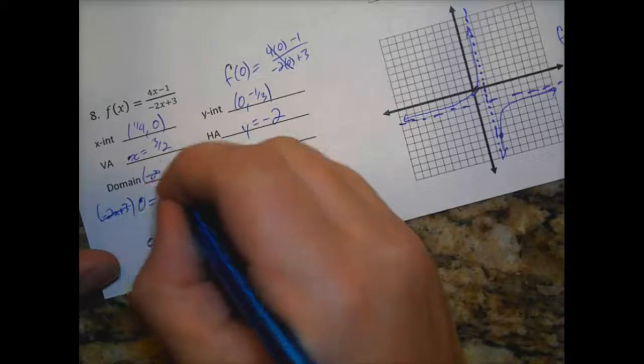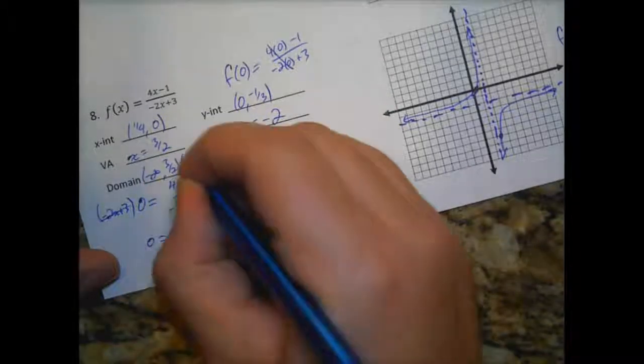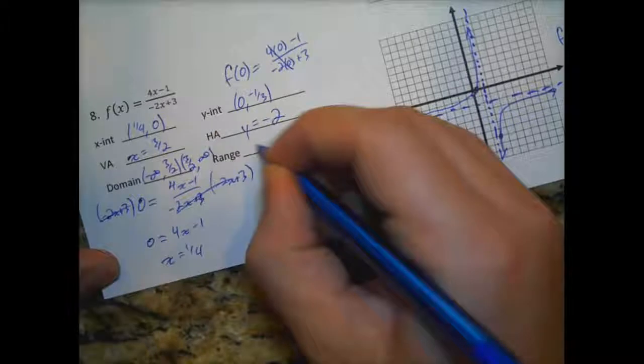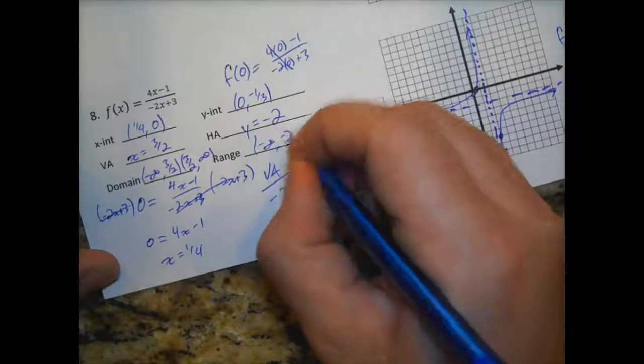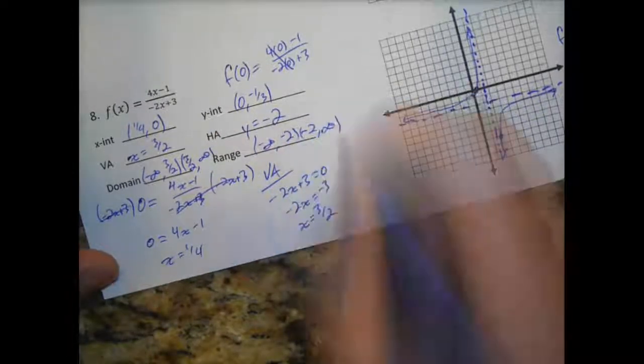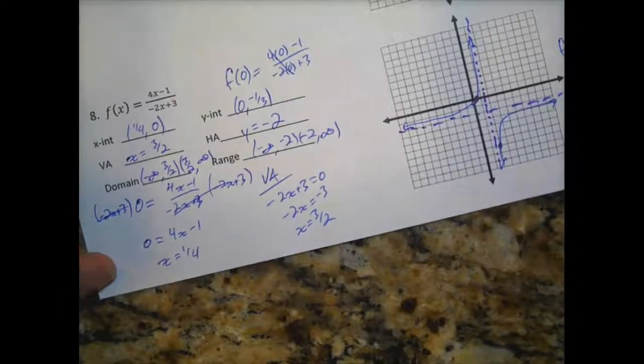Domain, you can say negative infinity to the asymptote and the asymptote to infinity. And range, negative infinity to the asymptote and the asymptote to infinity. Because it just does not include the asymptote there. All right, moving on. We've got one more thing I want to look at with you guys.